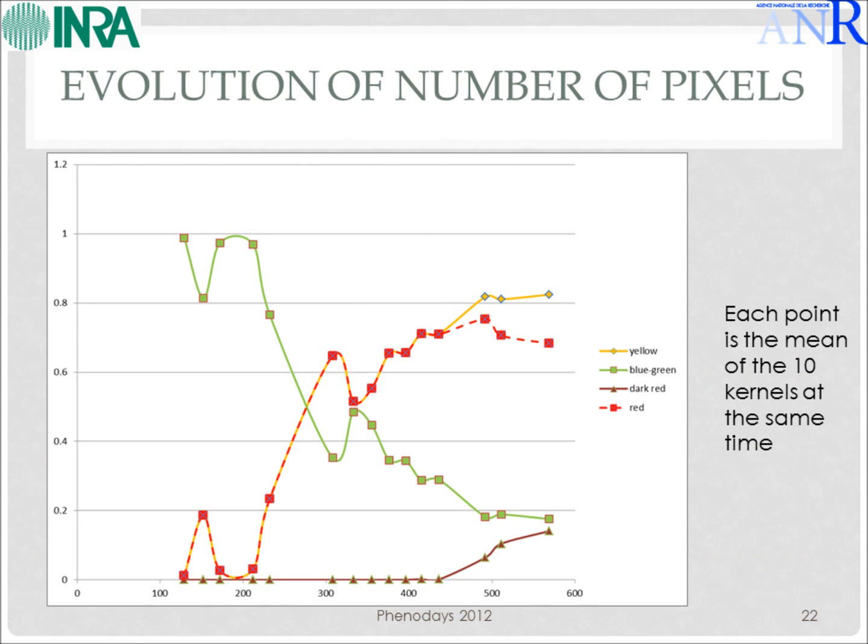And if we segment all these images I presented previously, we can obtain the number of blue-green pixels, number of dark red pixels, or red pixels, or yellow pixels. So it is easy to follow and to monitor the evolution of the number of pixels. Here we can see that the number of blue-green pixels is decreasing, and the number of red and yellow pixels are increasing during the same time.